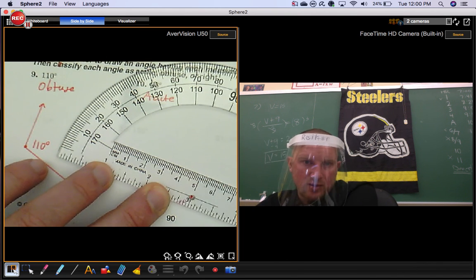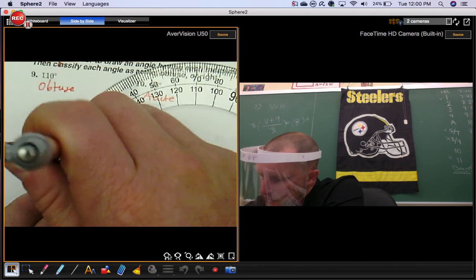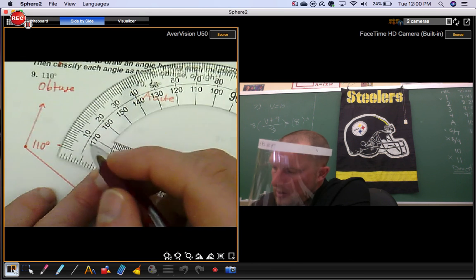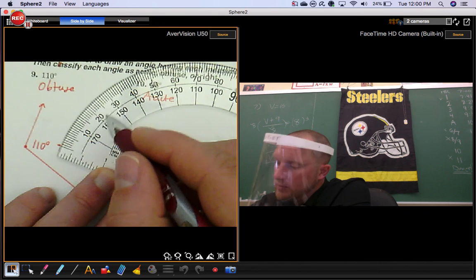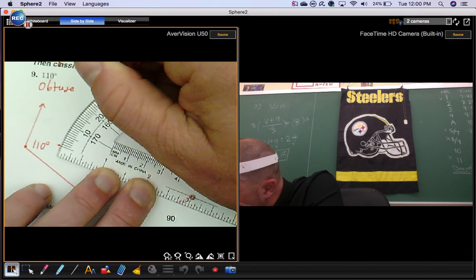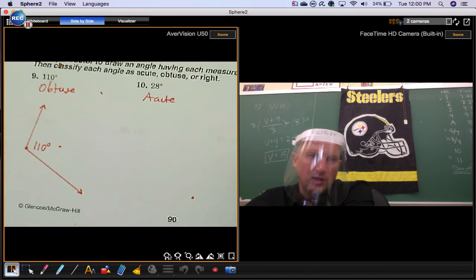I'm going to put my vertex there. I'm going to come over here and use the other 0. So I'm going to use the scale going left to right. So I'm going to make this little mark on this 0. And that means I'm using the top numbers. So I need to make a mark on my 28. Well, there's 20, there's 30. So I can actually count backwards from 30. Make that little mark right there on the 28.